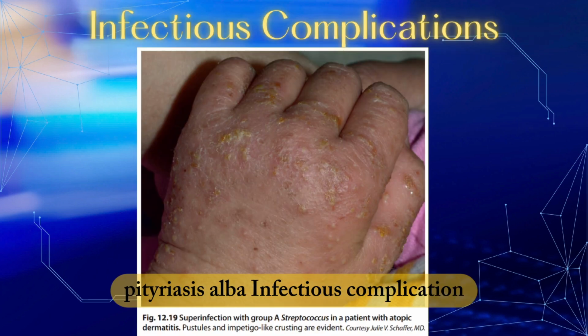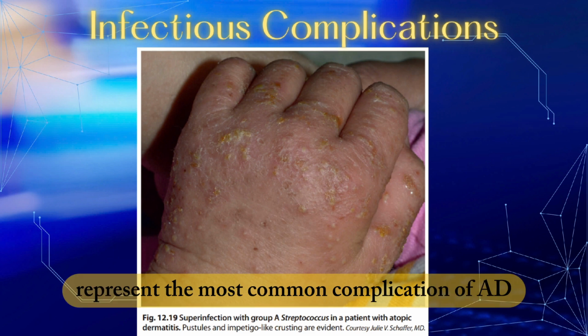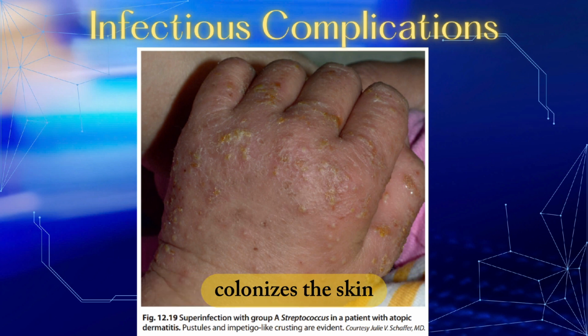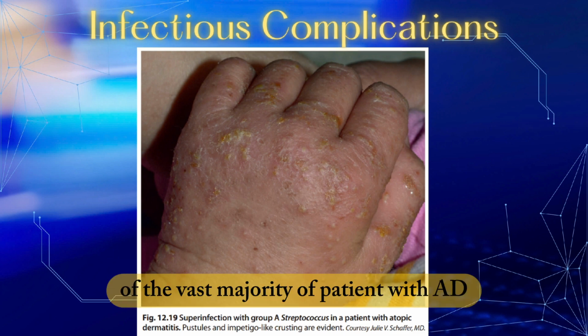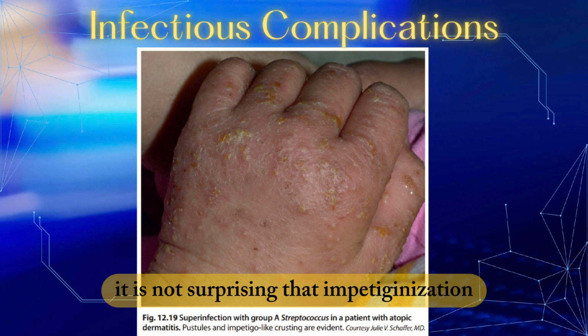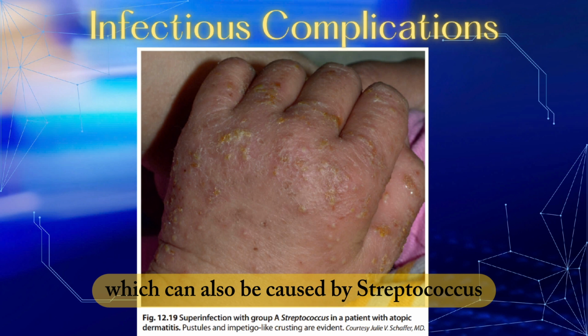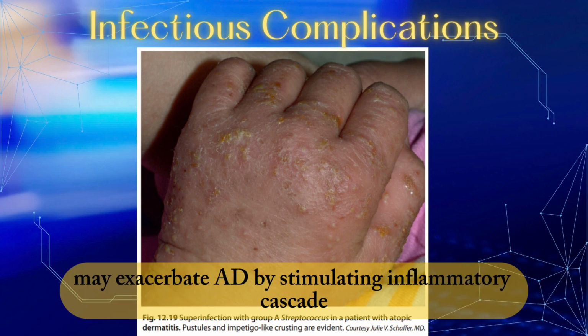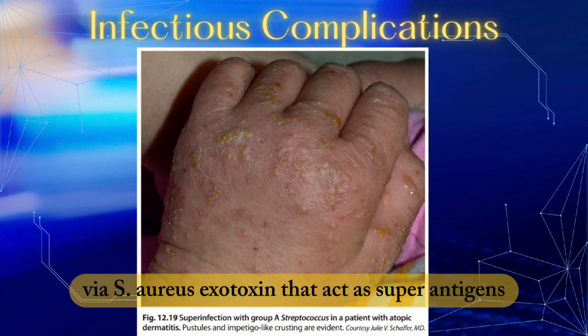Infectious complications. Bacterial and viral infections represent the most common complications of AD. Considering that Staph aureus colonizes the skin of the vast majority of patients with AD, it is not surprising that impetigo, which can also be caused by Streptococcus pyogenes, occurs frequently. Bacterial infection may exacerbate AD by stimulating the inflammatory cascade via Staph aureus exotoxins that act as superantigens.